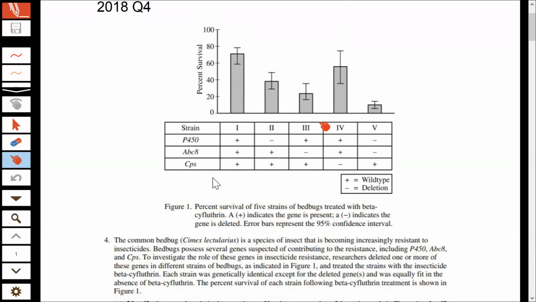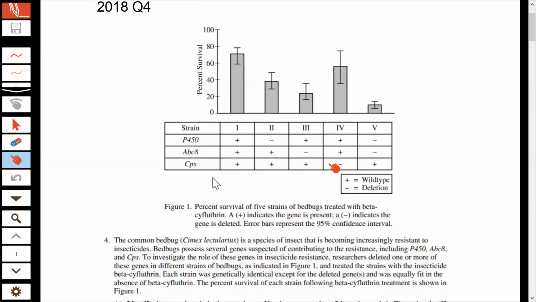That alone could even earn you a point on this AP Bio exam. You have to acknowledge that. And then, right, the percent survival is far lower, significantly lower, right? We can use that because it's significant because of the error bars. So for strain 3, when ABCA is deleted, it is significantly lower than the control where everything's there, right? So that's how we would justify that.